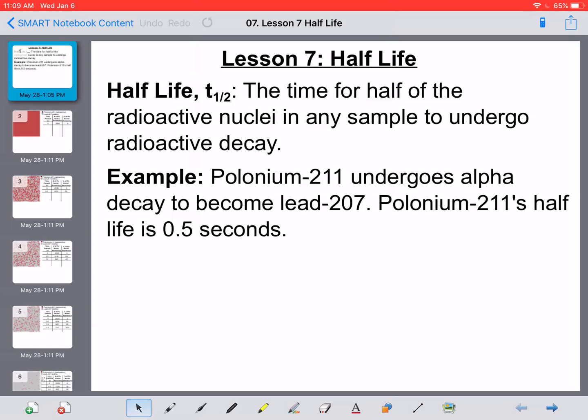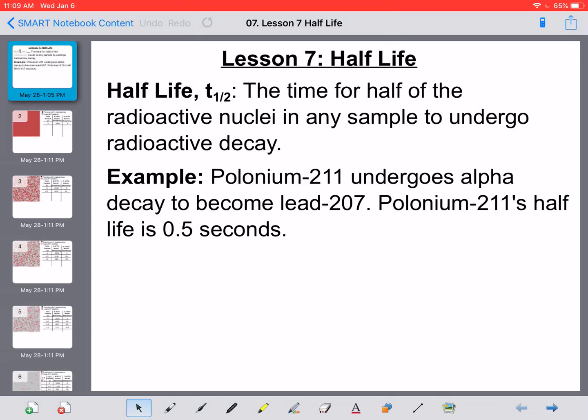All right, lesson 7, half-life. So half-life, which has the symbol T with a little 1/2 next to it, is the time for half of the radioactive nuclei in any sample to undergo radioactive decay. So here's an example of what that means.